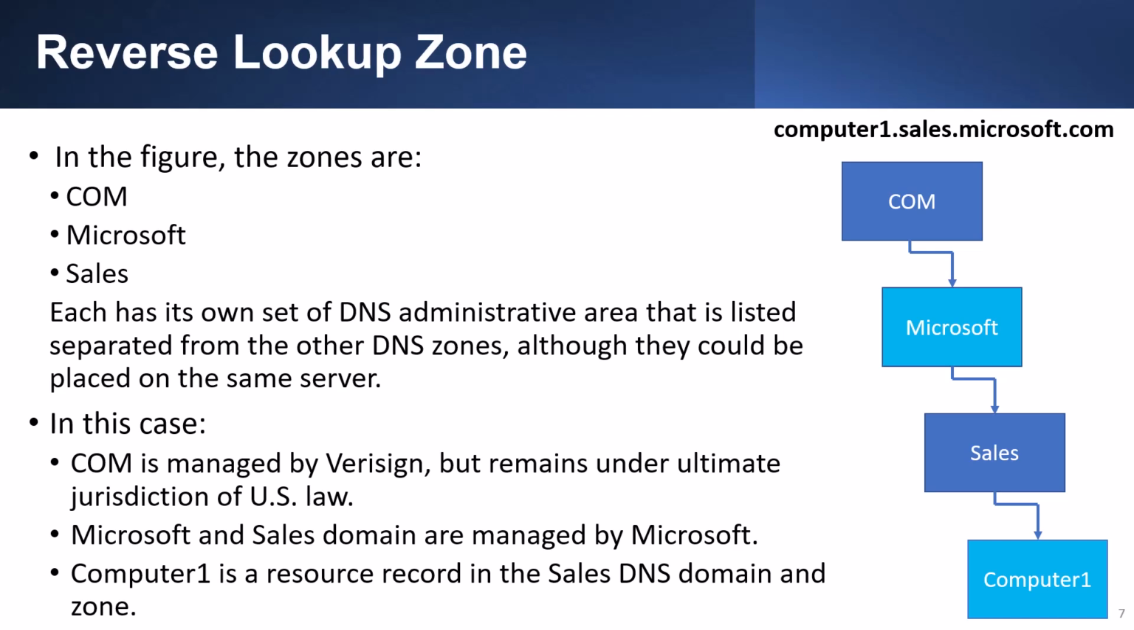In the figure, the zones are Com, Microsoft, Sales. Each has its own set of DNS administrative area that is listed separately from the other DNS zones, although they could be placed on the same server. In this case, Com is managed by VeriSign, but remains under ultimate jurisdiction of U.S. law. Microsoft and Sales domains are managed by Microsoft. Computer1 is a resource record in the Sales DNS domain zone.